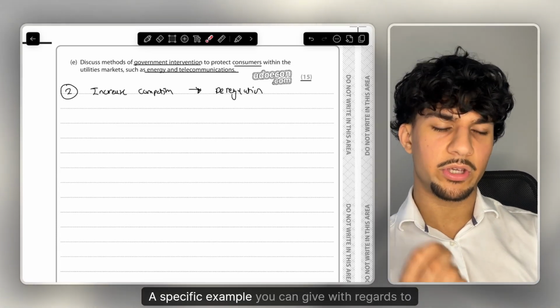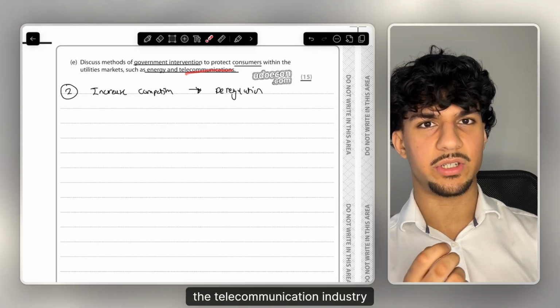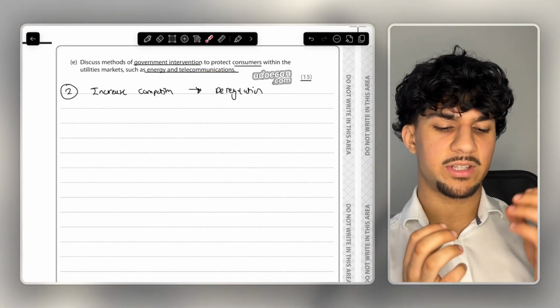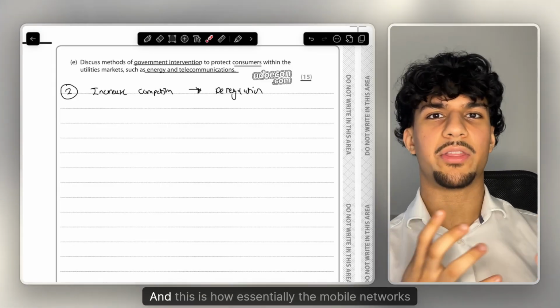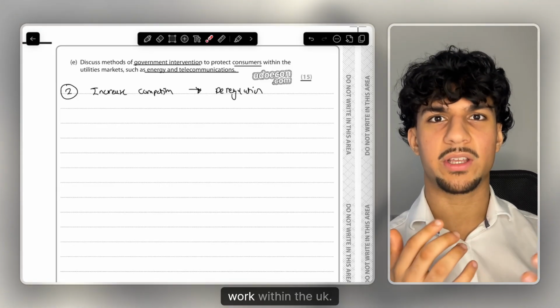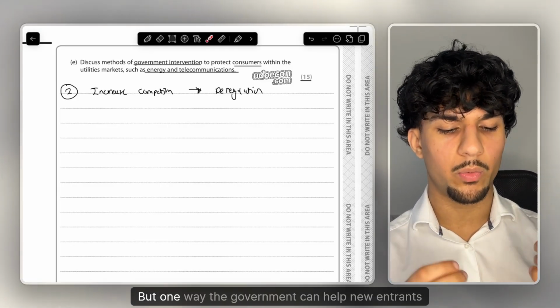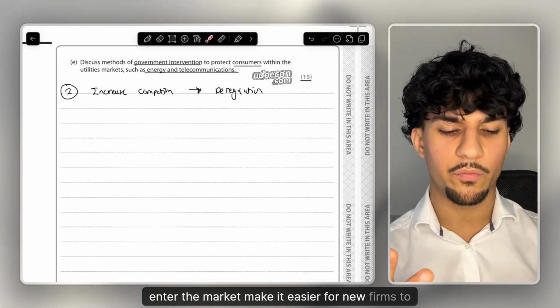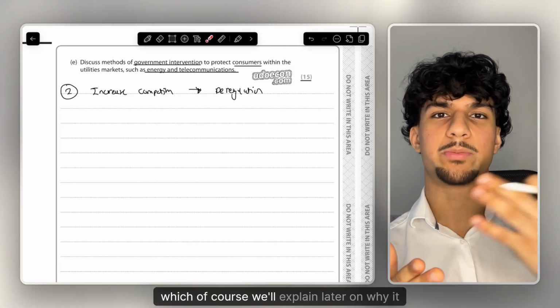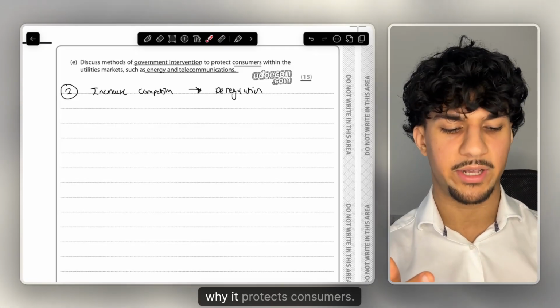A specific example you can give with regards to the telecommunication industry is radio licenses. So they're called radio spectrum licenses, and essentially all the big firms buy them, and this is how essentially the mobile networks work within the UK. But one way the government can help new entrants enter the market, make it easier for new firms to enter the market, which of course we'll explain later on why it helps, why it protects consumers.